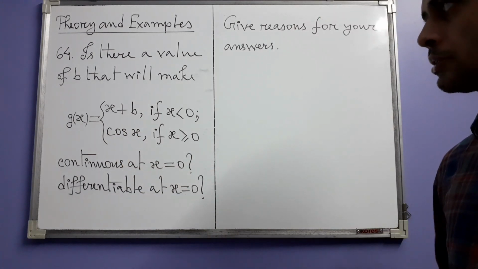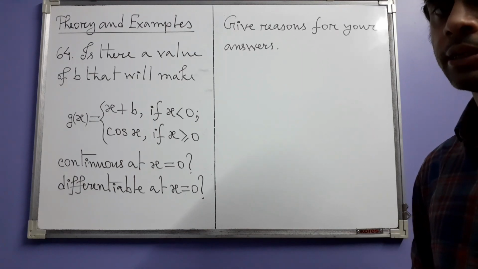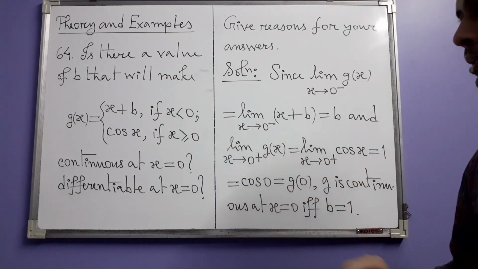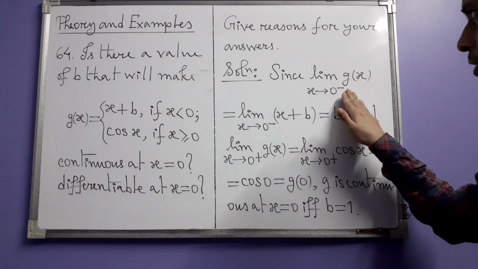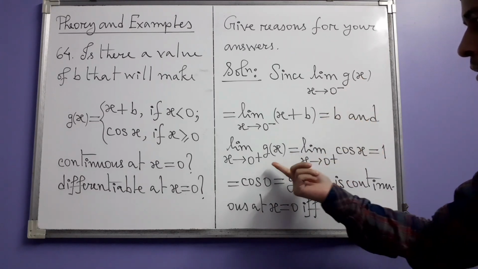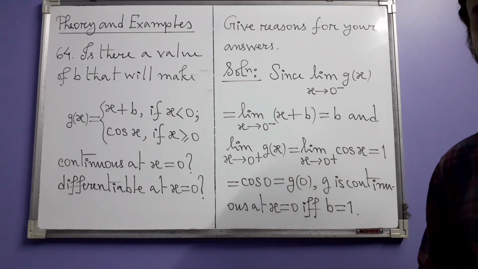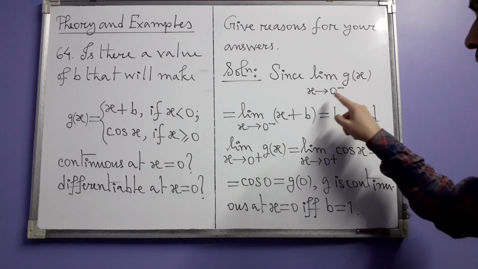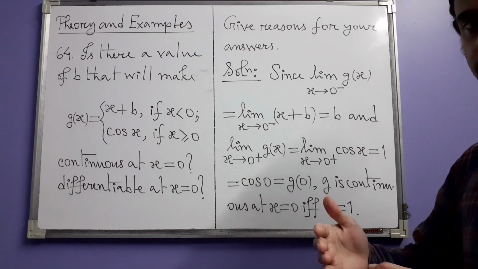So let us first see if there is any value of b that will make this function continuous at 0. So for continuity of g at x equal to 0, we separately calculate the left hand limit of g at 0, its right hand limit at 0, and its value at 0. So what is the left hand limit of g at 0? Because in this limit x is approaching 0 from the left side.